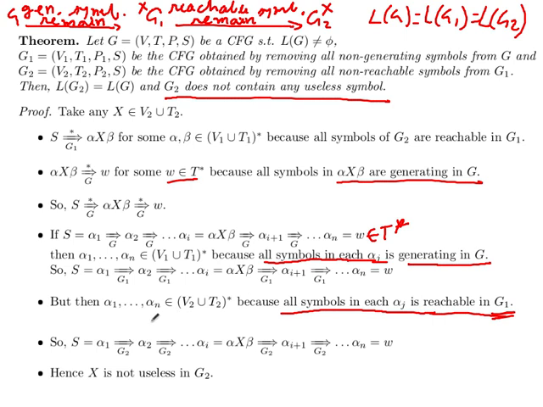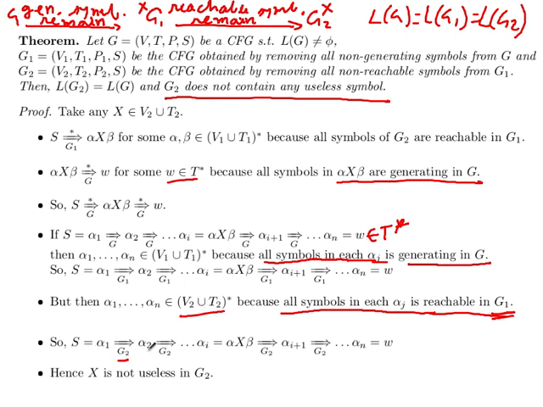So that means all the symbols in this derivation, all of them, they survive this removal process. So they are also in G2. So that means we have the same derivation in G2 also. So now we are talking about G2, right? Because they are reachable in G2. All of these things are also in G2. So yeah, all the symbols here are in G2. So this corresponds to G2, right? V2 and T2.